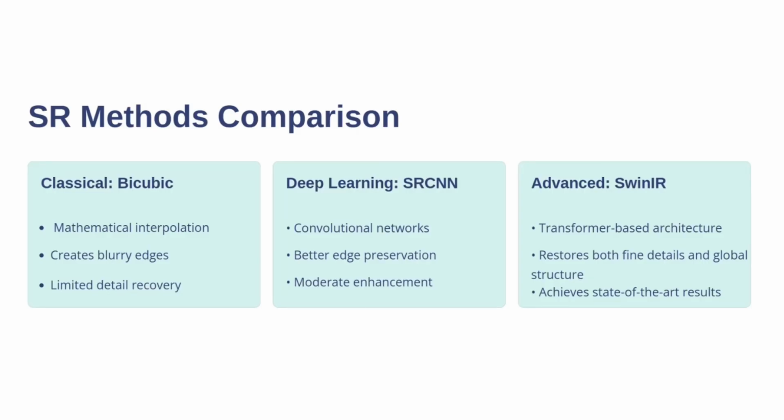So to tackle the challenges of low resolution images, we use three super resolution methods: bicubic interpolation, SRCNN, and SwinIR. Bicubic interpolation is a traditional method that resizes using surrounding pixels to predict new pixel values. SRCNN is a convolutional network, and SwinIR is a transformer-based architecture.